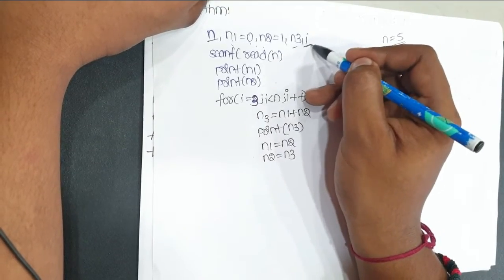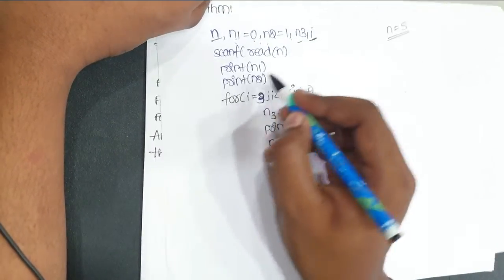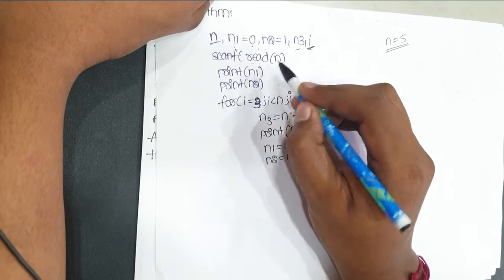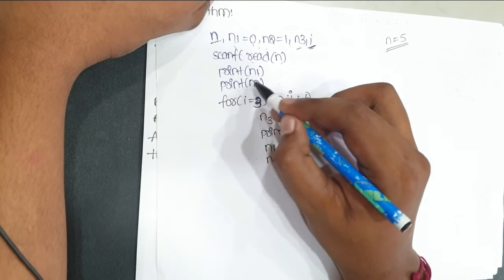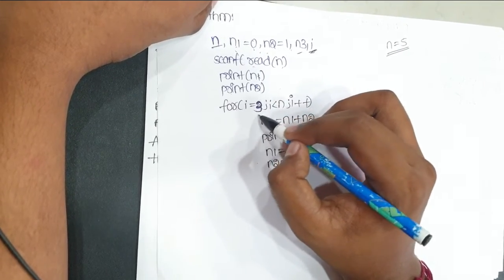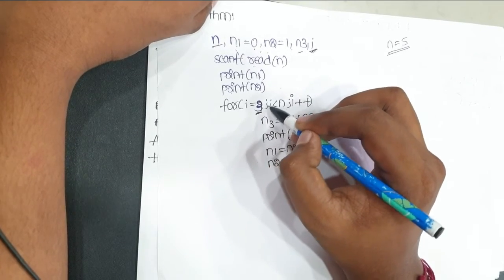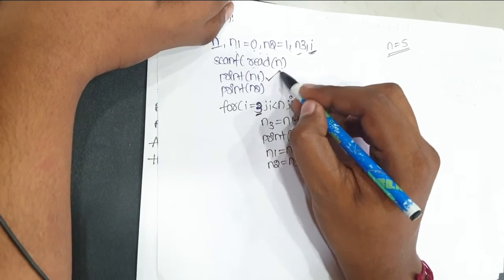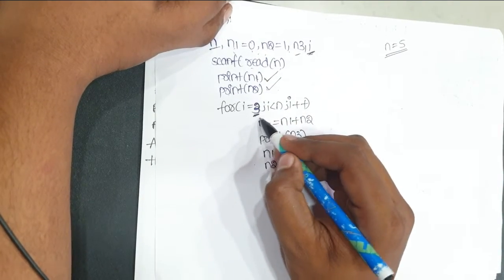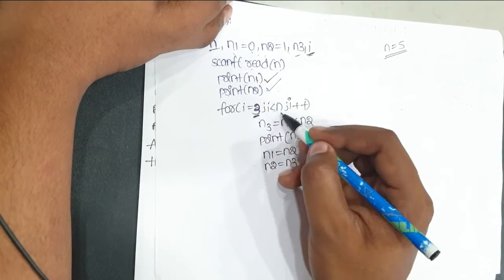Next, I is the iterative variable for the loop. First we need to read the n value and we need to print n1 and n2. We already printed two values, the first value and the second value, and we need to print from the third value. So I assigned I is equal to 3, I less than n, which means how many numbers are to be printed.